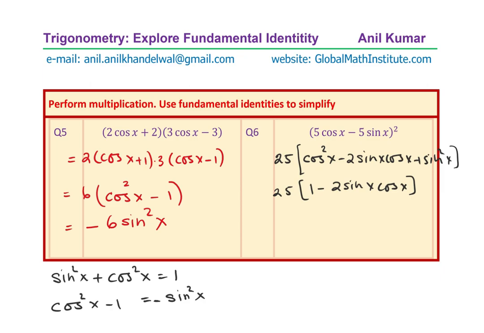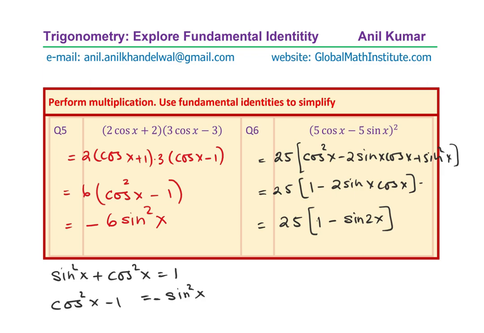Some of you can also write 2 sin x cos x as sin 2x, right? So if you know that double angle formula, we could write this as 25 times (1 minus sin 2x), right? But that will also work. So that is how you could actually simplify this.